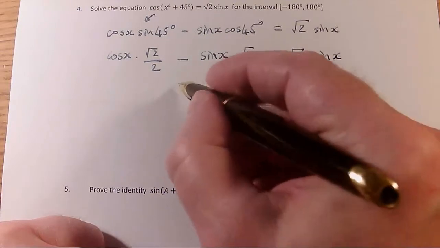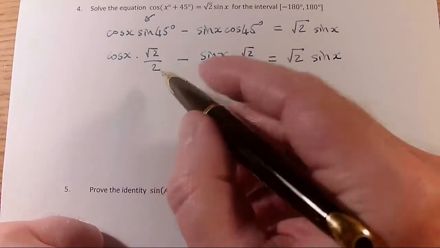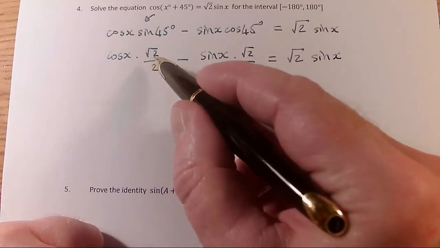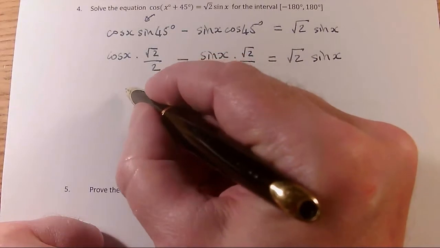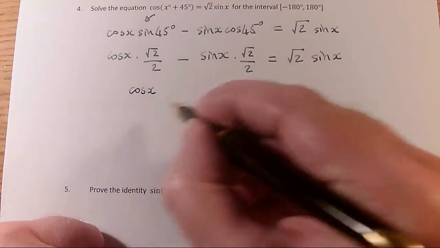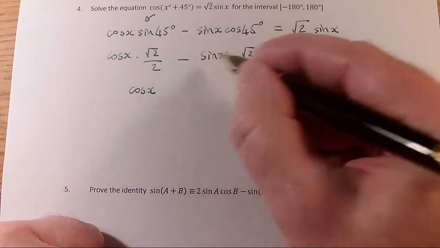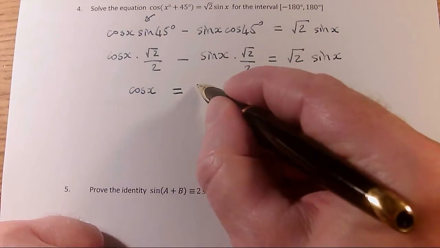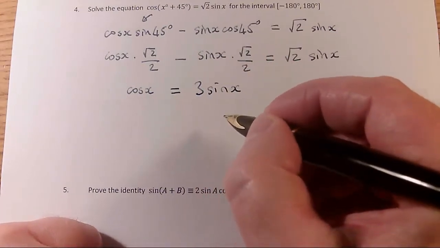So let's get all the sine x's on this side. Well, you know what? I could divide this equation through by root 2, and I could multiply it through by 2, in fact. So if I do that, then this just becomes cos x. This one will become 2 sine x, but I'm adding this. This will become minus sine x. So I'm going to get cos x equals 3 sine x if I do all of that properly.